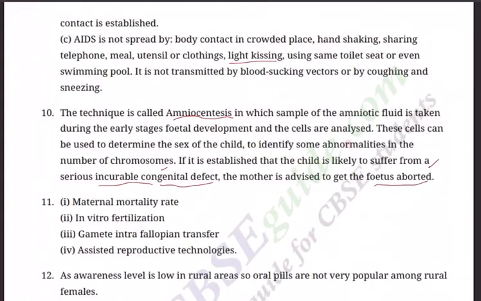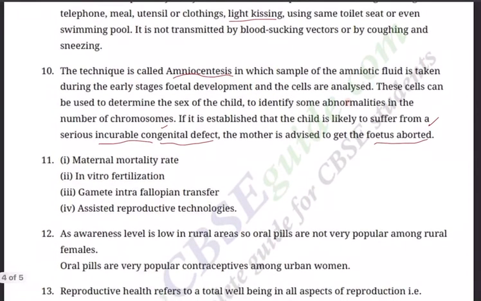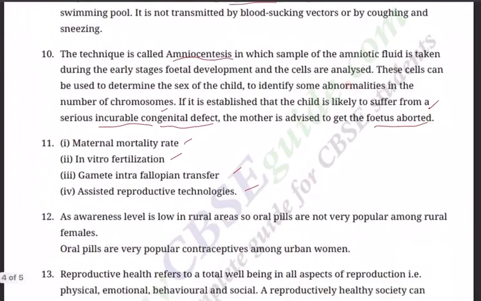Doctors advise abortion. But the misuse is that the sex of the baby can be known. So some of the parents are misusing this technique and some of the doctors are also misusing it. Question number 11. Maternal mortality rate. Mortality, death rate, maternal, mothers. In vitro fertilization, IVF. GIFT, gamete intrafallopian transfer. It is called GIFT. Then ART, assisted reproductive technologies.